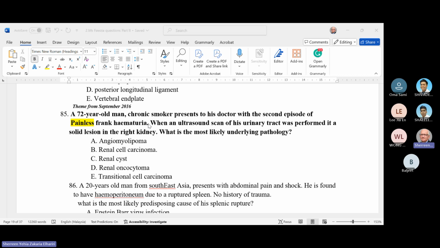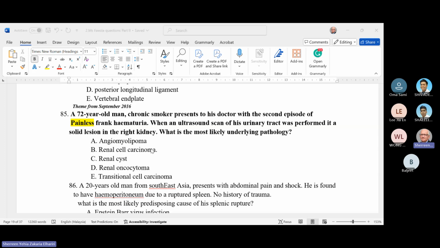We can start with the first one. Angiomyolipoma is like a hemangioma in the kidney. It is a benign lesion. Renal cyst is a benign lesion. Renal oncocytoma, I think nothing is called that. I don't know this. So we have two tumors, renal cell carcinoma and transitional cell carcinoma, usually in the bladder. This is in the right kidney, with painless frank hematuria, so the answer is renal cell carcinoma.